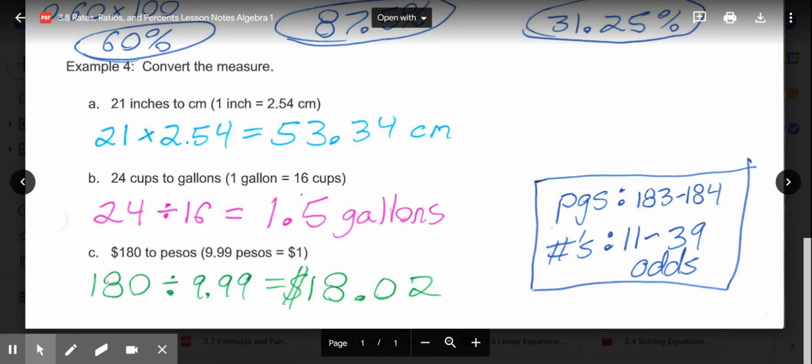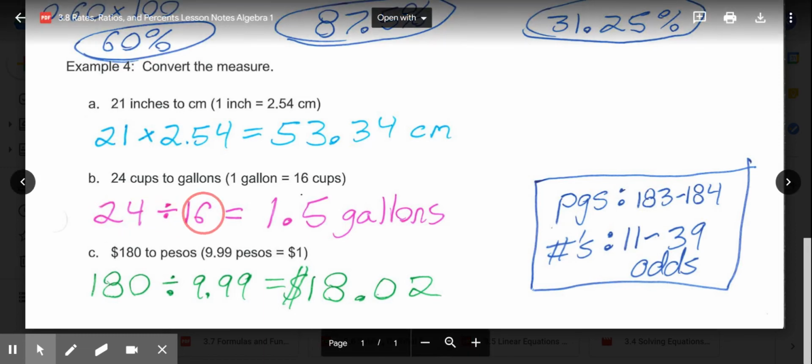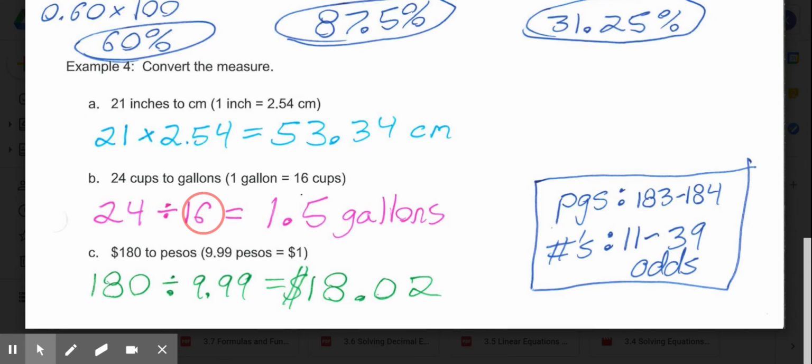In B, we have 24 cups being converted to gallons. 1 gallon is 16 cups. So I know going from cups to gallons, I should have fewer gallons than cups. So instead of multiplying this time, I'll be dividing by the conversion rate of 16. 24 cups divided by 16 cups per gallon gives me 1.5 gallons.